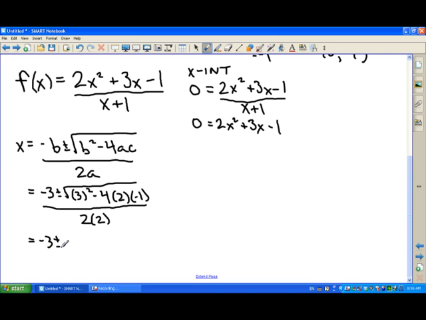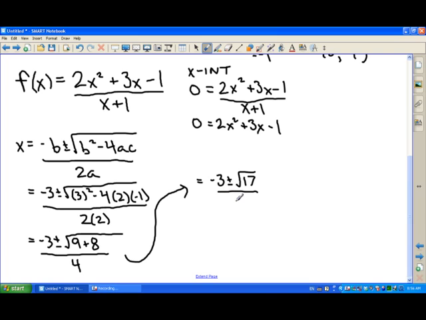We're evaluating negative 3 plus or minus the square root of 9 plus 8 all over 4, and this ends up being negative 3 plus or minus the square root of 17 all over 4. Just evaluating this answer, getting rid of the square root, I get x-intercepts at about 0.28 or at negative 1.78.